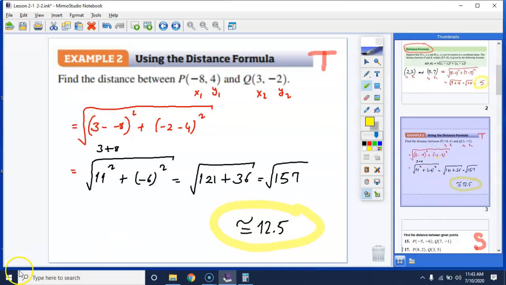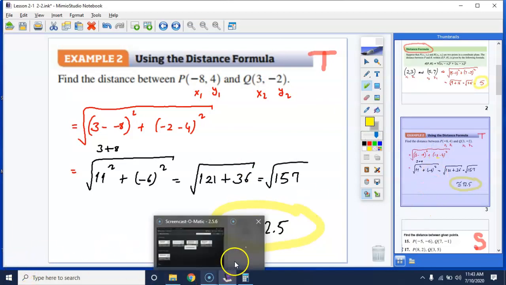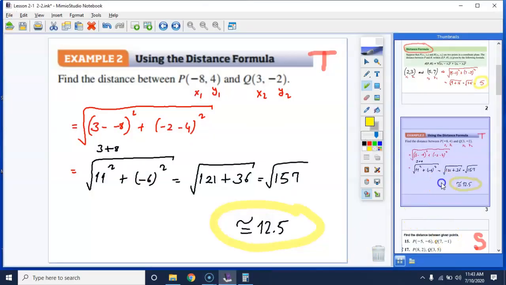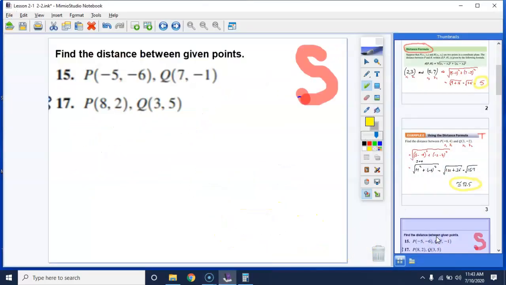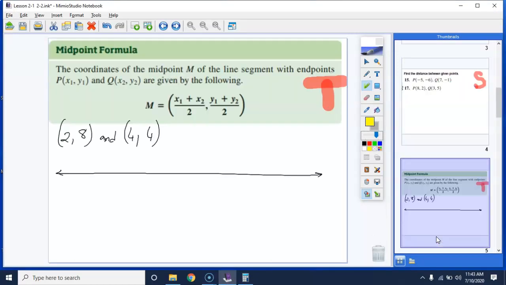So let's move on. Again, those are your turn examples. Please make sure you try to solve those, everyone.